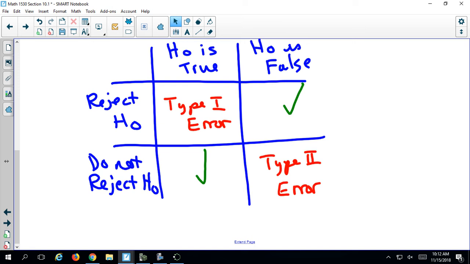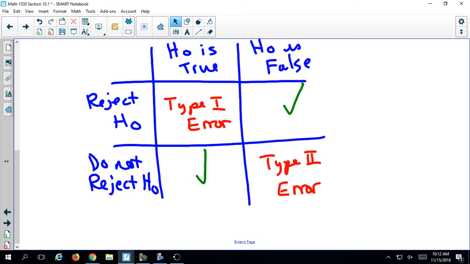The type 2 error is setting a guilty man free. They were actually guilty, but we did not have enough evidence to convict them. So that is a type 2 error. Okay. So type 1 error is the worst one to make in our court system too. That's what it's supposed to be. It's supposed to be hard to convict. That's why you have to have a unanimous jury decision.